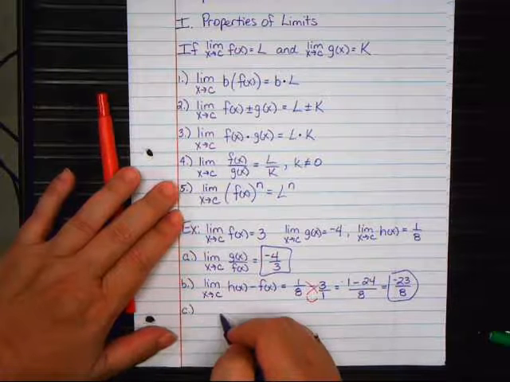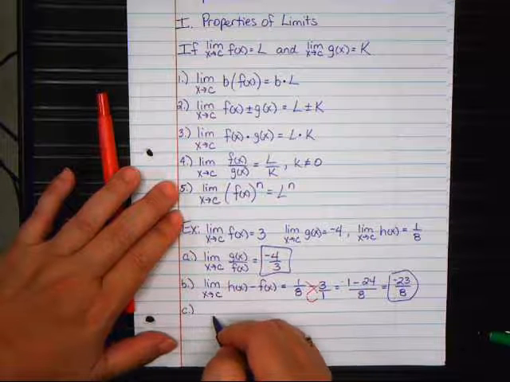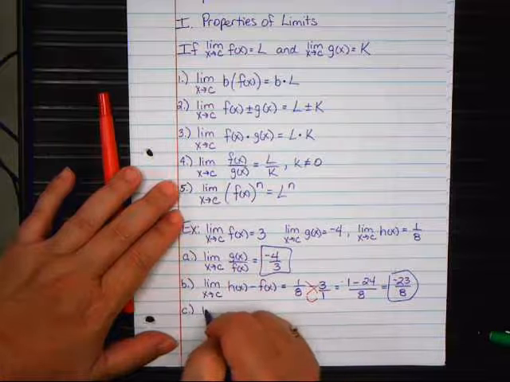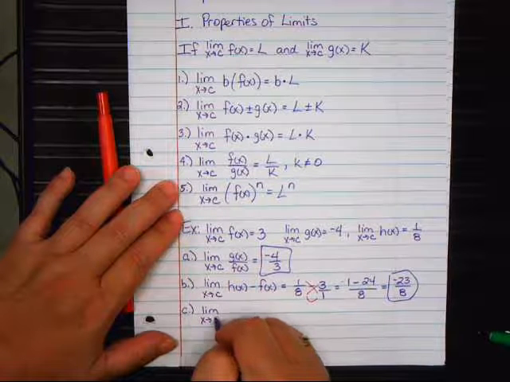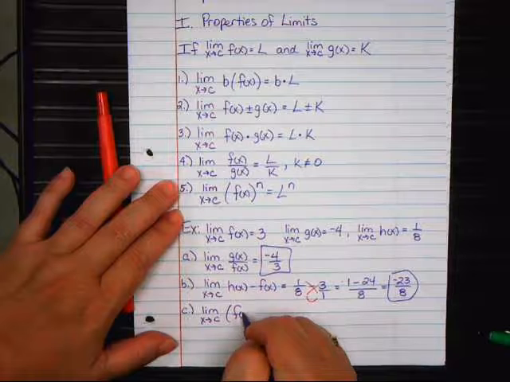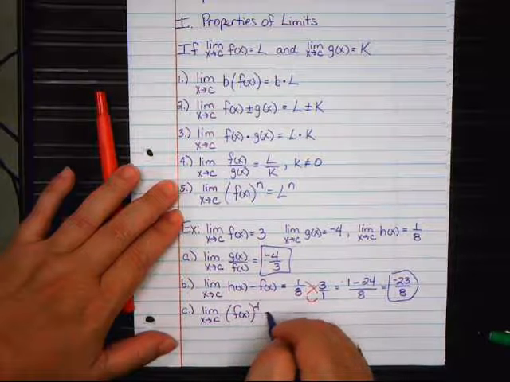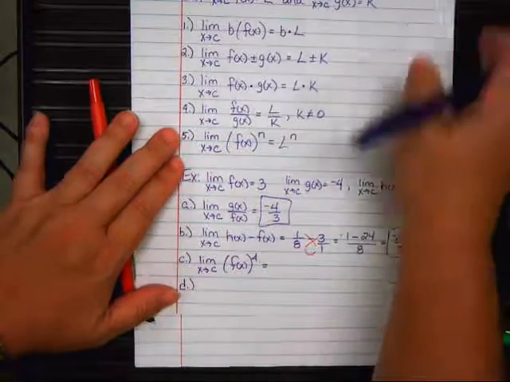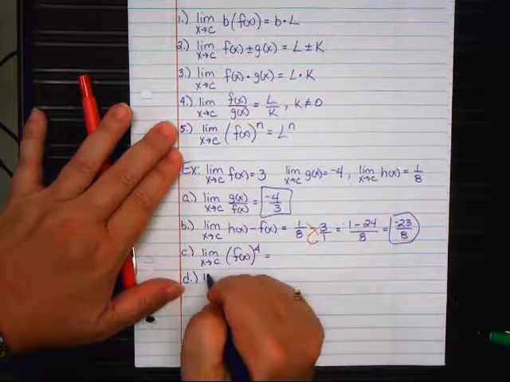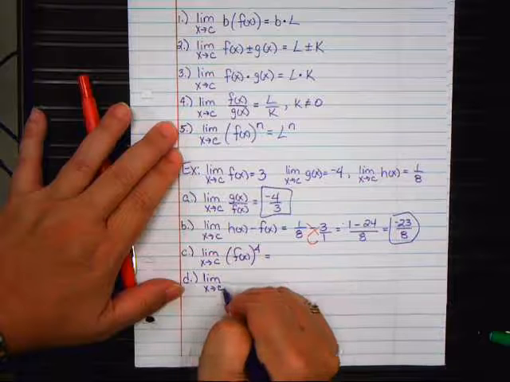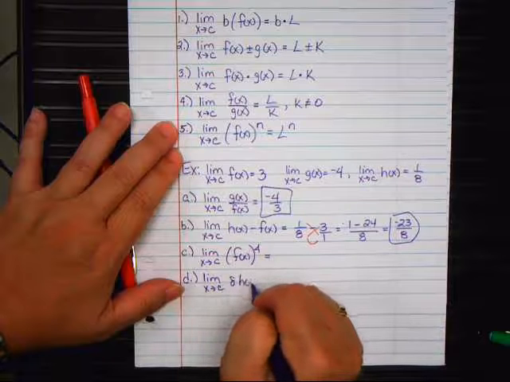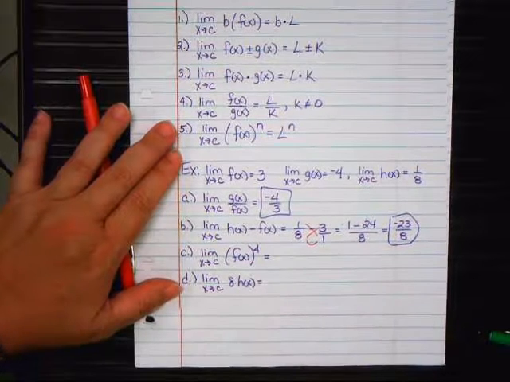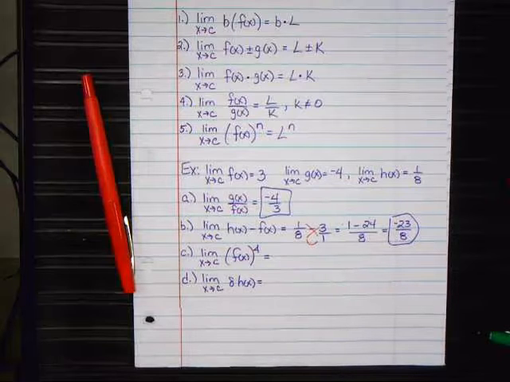Okay, letter C. I'm going to give you C and D, and I want you to try to do these yourself. The limit as x approaches c of f of x to the 4th power. And then the limit as x approaches c of 8 times h of x. And I'm going to pause it and come around and check and see if you are doing it right. There it goes. All right.